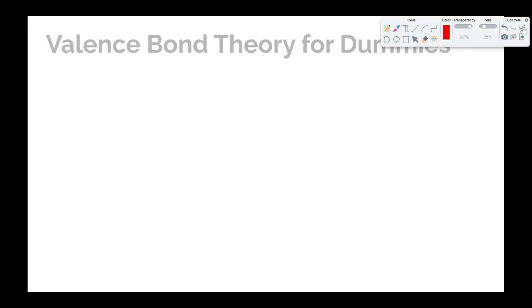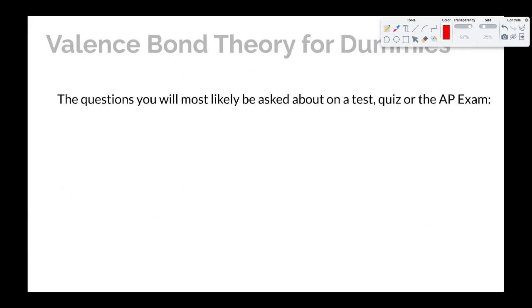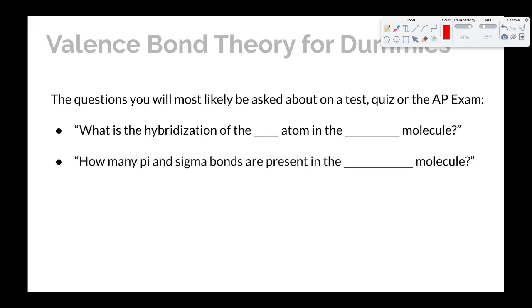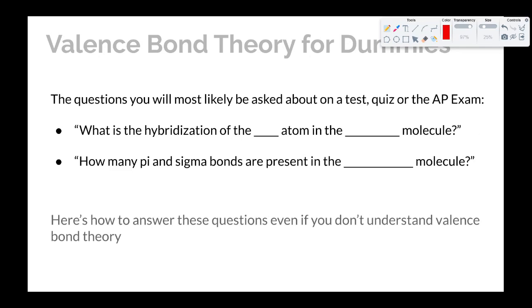Okay, so I've made this little thing called valence bond theory for dummies. If you weren't following all of that and you don't want to have to think about the details of how hybridization works, most of the questions that you're going to be asked about on the AP exam are going to take this form. They're going to ask you, what is the hybridization of the blank atom in the blank molecule? So they'll show you a picture of the molecule or ask you to draw a Lewis structure, and they'll want to know what is the hybridization on different atoms in the structure. Or the other thing they might ask you is how many pi and sigma bonds are present in this molecule. So you can do that by following this strategy.